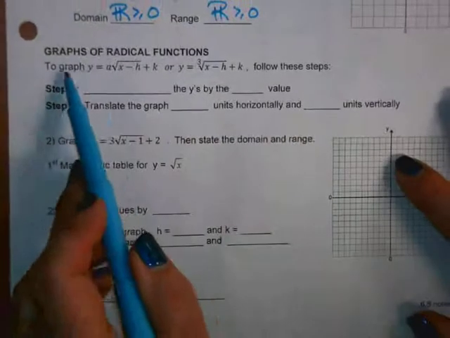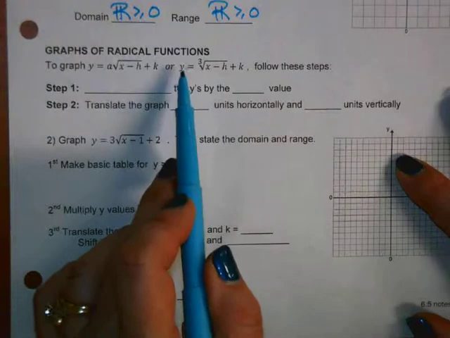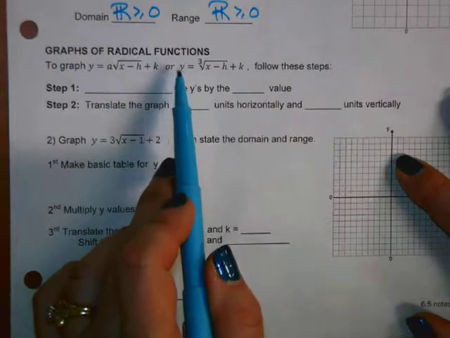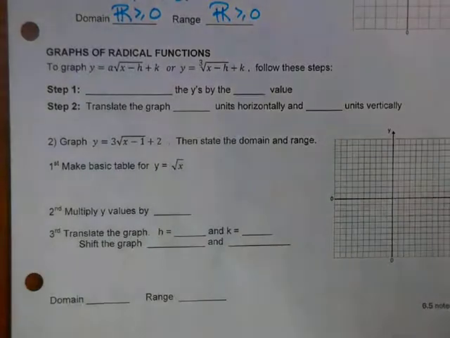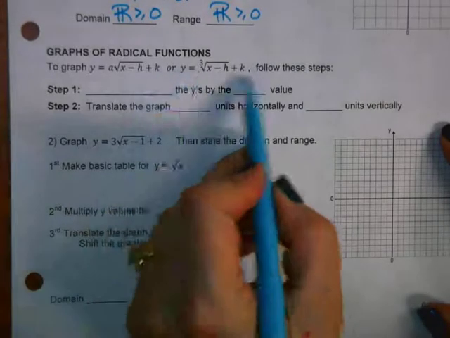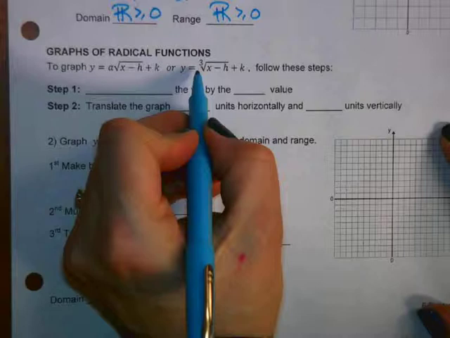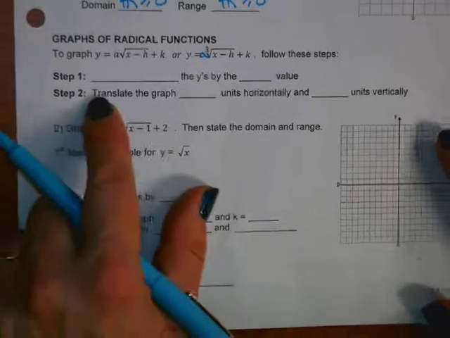All right, to graph y equals a times the square root of x minus h plus k, we've seen a, we've seen h, we've seen k before. H causes horizontal movement, k moves up and down, and a is a vertical stretch or shrink. Yes? We've seen all those before. Cube root, same thing. There should be an a here. Put an a in front of there.